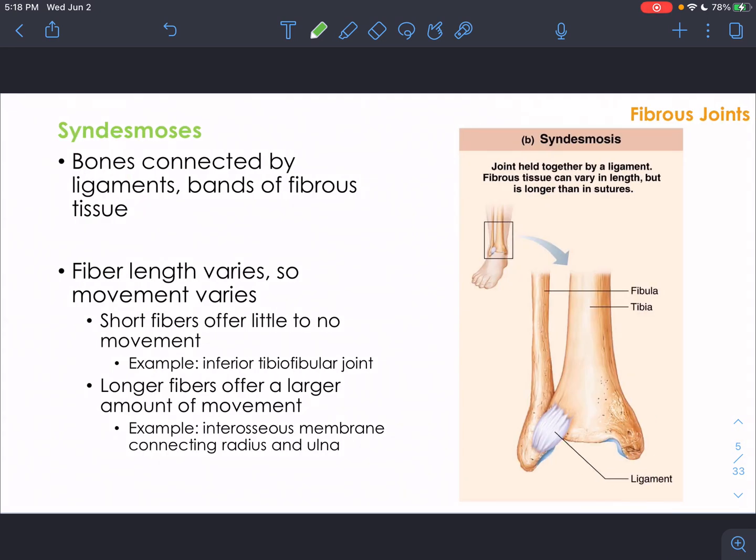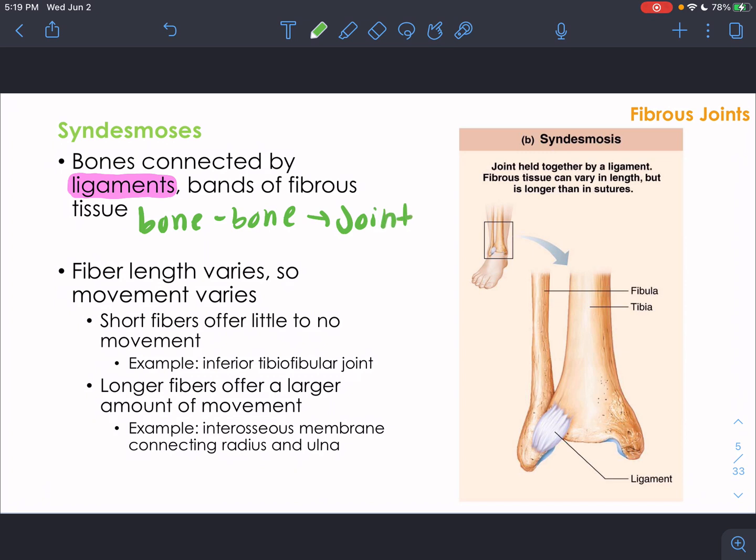Okay, the next type of fibrous joint are the syndesmoses. So they're going to be bones that are connected by ligaments, right, which are just bands of fibrous tissue. So ligaments connect bone to bone, okay? So anytime you see a ligament, you know it's a bone-to-bone connection, which is what makes this a joint, right?